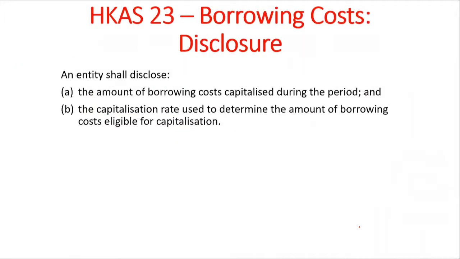So for disclosures, it's very simple. The entity will disclose the amount of borrowing cost capitalized during the period, plus the capitalization rate, or the weighted average rate, used to determine the amount of borrowing cost eligible for capitalization. So these two things would be disclosed in the financial statements of the company.